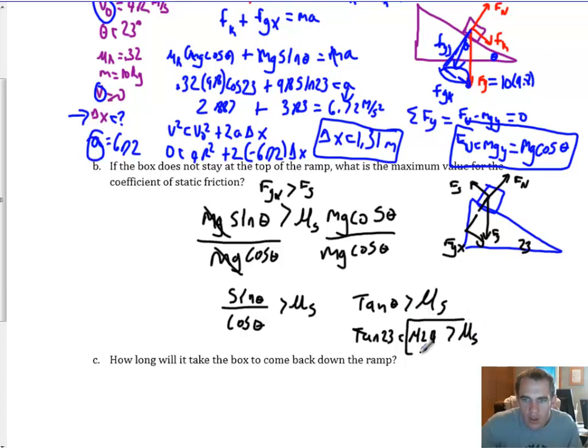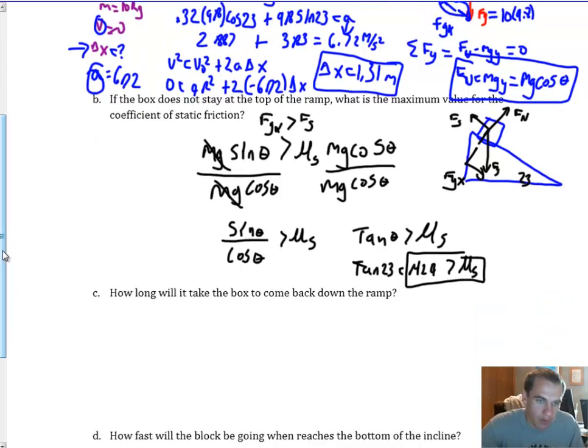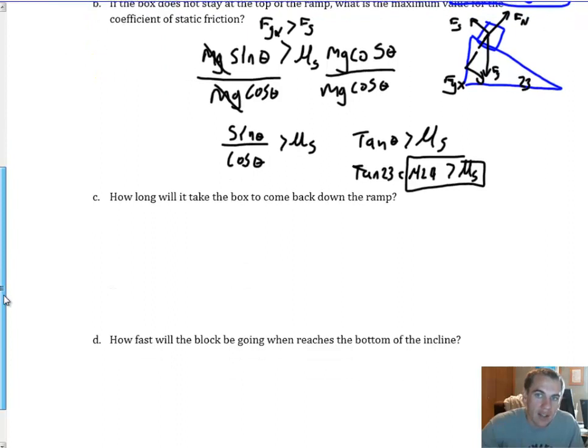Okay, so we know our coefficient of static friction cannot exceed 0.424. If it does, then the static frictional force is bigger than the gravity in the x direction, and the block will stick at the top of the ramp instead of sliding back down.